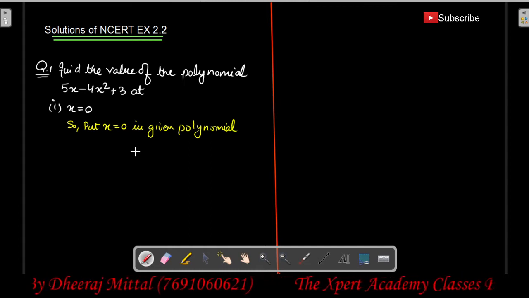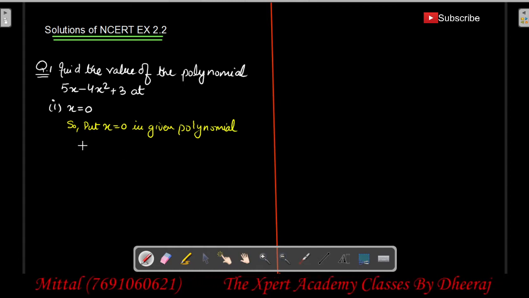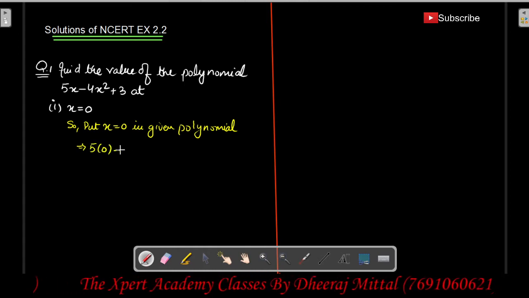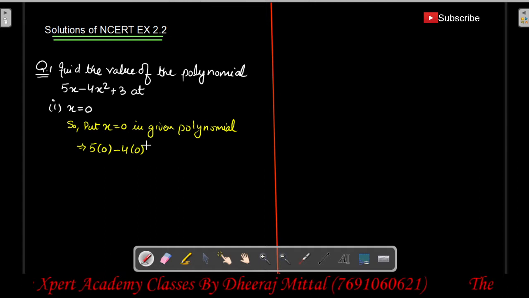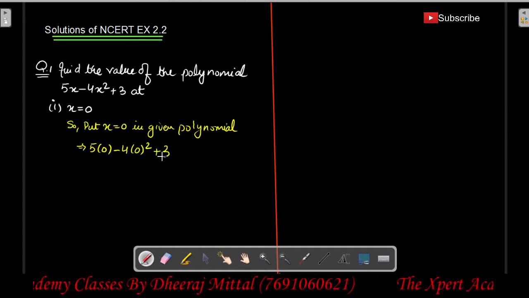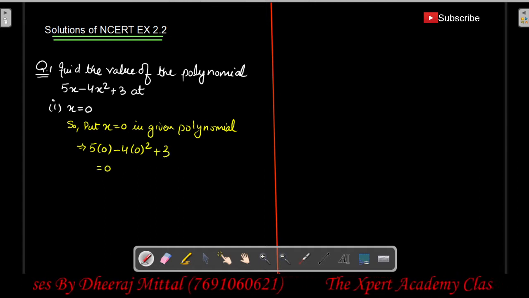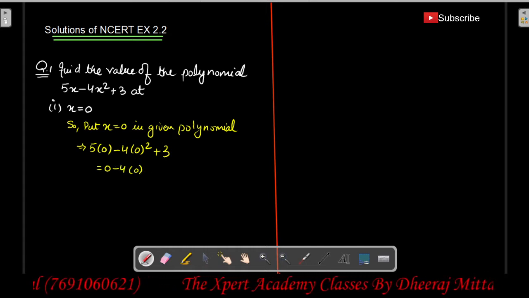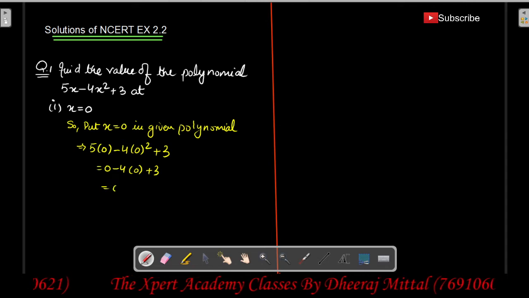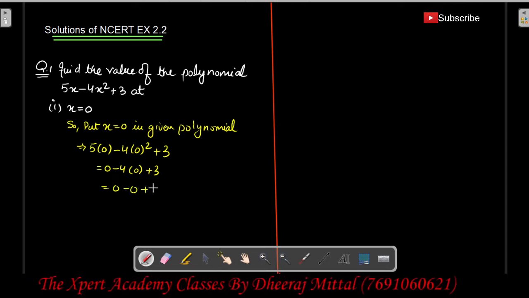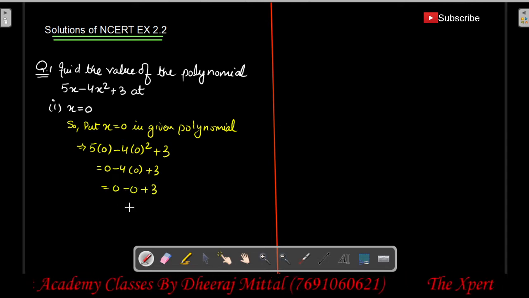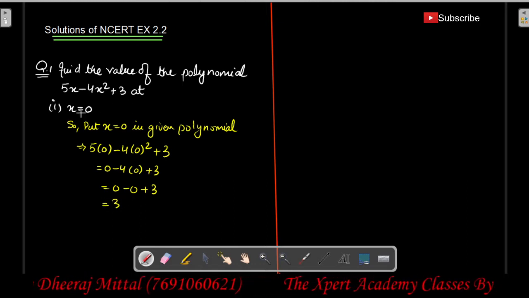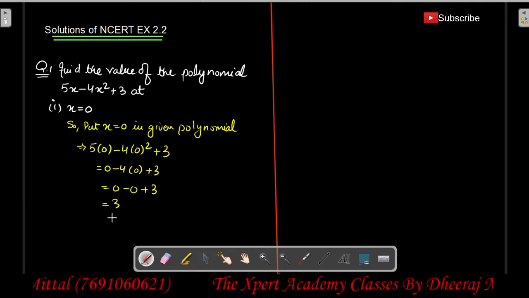So when we put the value of x in this polynomial, it implies 5 into 0 minus 4 into 0 square plus 3. 5 into 0 is 0, minus 4 into 0, plus 3, that equals 0 minus 0 plus 3. So the answer will be 3. So the value of this polynomial at x equals 0 is 3.